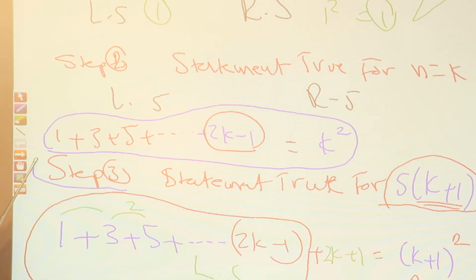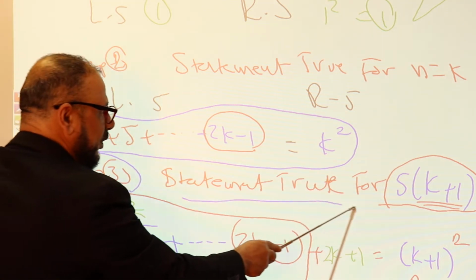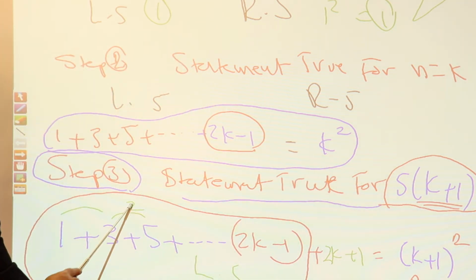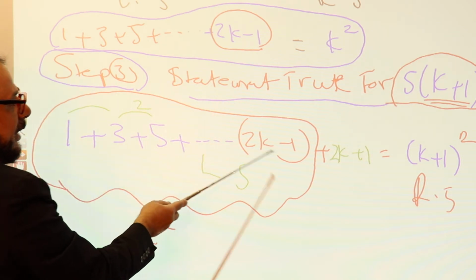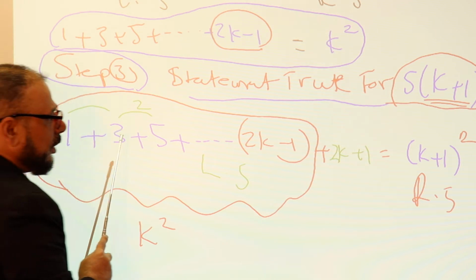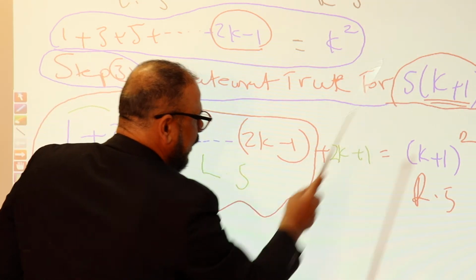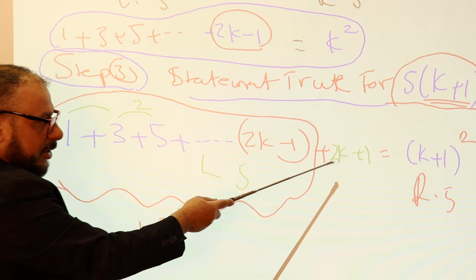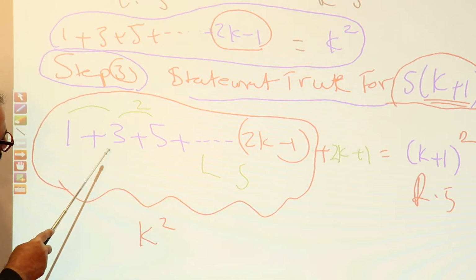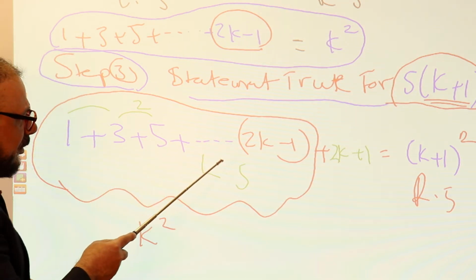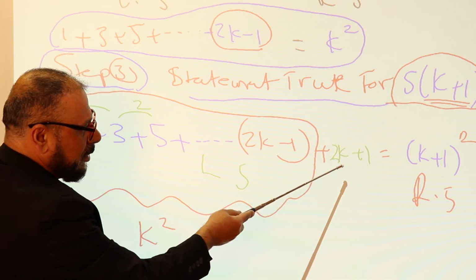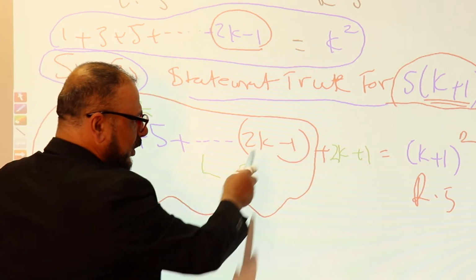Step 3, assume the statement is true for k, and prove it for k plus 1. For the right side, k becomes k plus 1 squared. For the left side, you add one term, the term after. You have the sum of all the terms plus another term, which is how I get this term. I noticed that the difference between any two consecutive terms is 2. Then you add 2 here, 2k minus 1 plus 2.